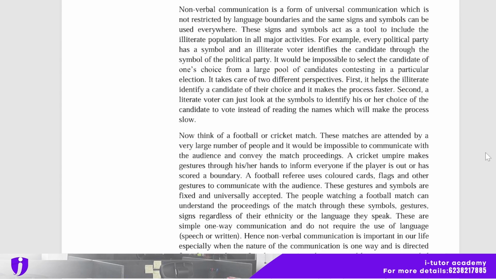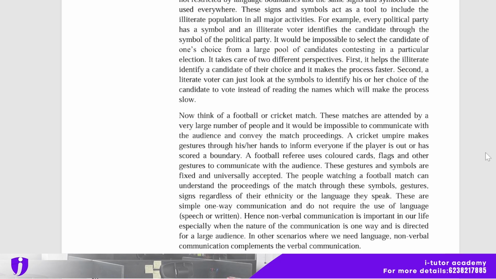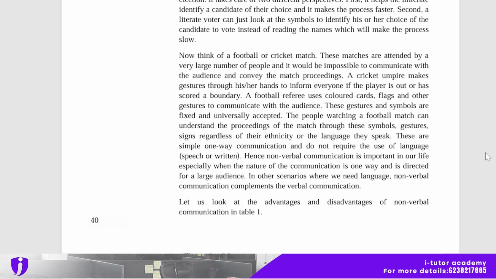And now think of a football or cricket match. These matches are attended by a very large number of people, and it would be impossible to communicate with the audience and convey the match proceedings. A cricket umpire makes gestures with his or her hand to inform everyone if the player is out or has scored a boundary. So that is also a sign language, that is also a communication process.